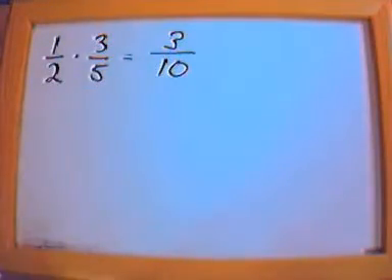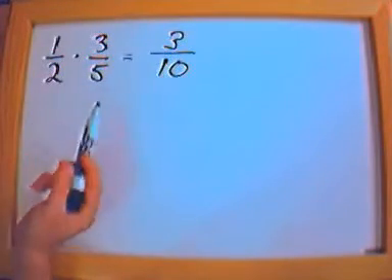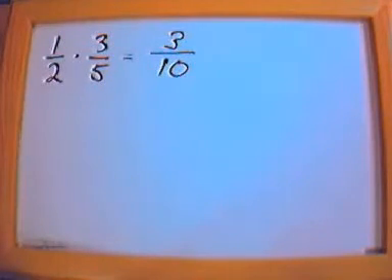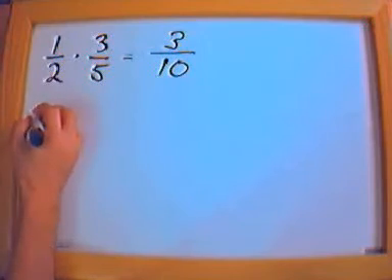You've got to ask yourself every time, is 3/10 simplified? And the answer is yes. There is no number that goes into 3 and into 10 an even number of times. There's nothing you can think of to do that. So let's move on and do another.